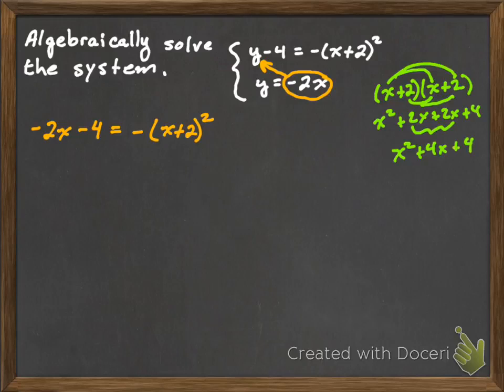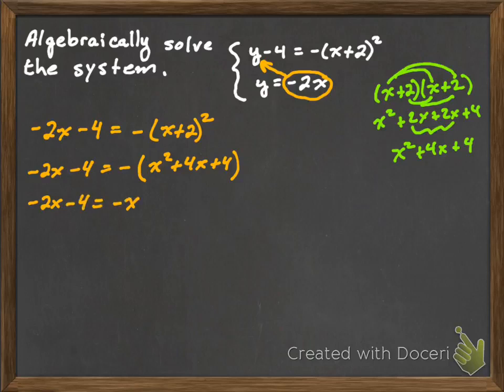All right, so we're going to come back over here and rewrite this now. And remember, there's a negative in front of this parentheses, so we're going to keep that negative. And when we FOILed this out, we ended up with x squared plus 4x plus 4. Now we need to distribute this negative. So doing so will give us negative x squared minus 4x minus 4.